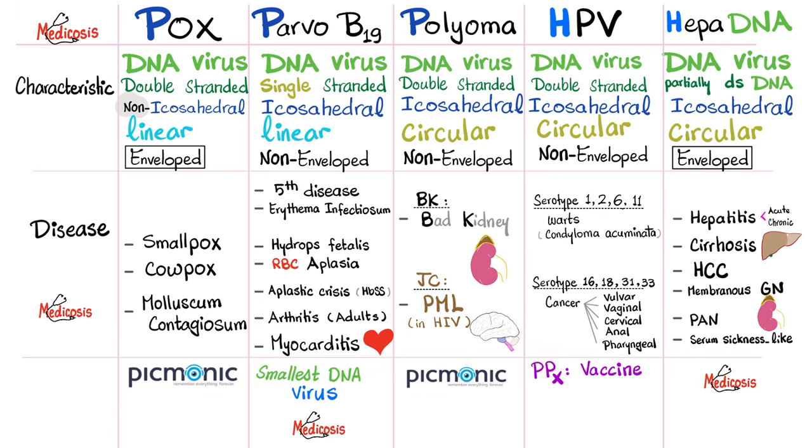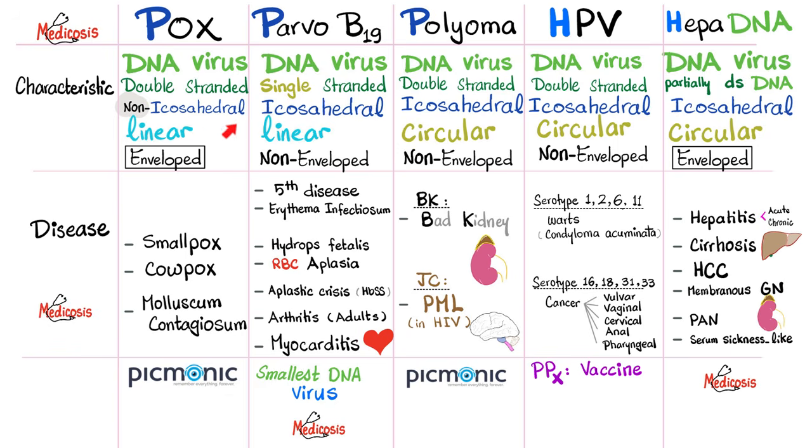Second question, tell me about its genome. Is it double-stranded or single-stranded? All of them are double-stranded. Hepadna is partially double-stranded. Parvo is the exception because parvus literally means small. The smallest one, by definition, will be single-stranded because it's very small. It doesn't have enough space for a double strand.